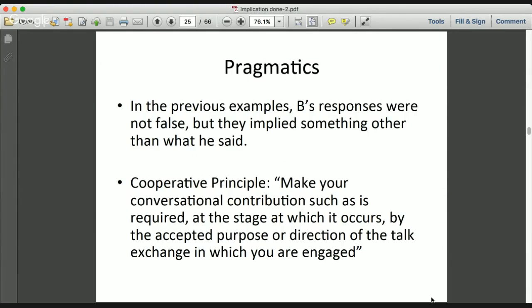In the previous cases, B's responses are not false, but they implied something other than what was said. So here's the first of Grice's principles, the cooperative principle: make your conversational contribution such as is required, at the stage at which it occurs, by the accepted purpose or direction of the talk exchange in which you are engaged. So don't say more than you should. This isn't a logical rule. This is a conversational rule, a way of engaging with one another that you could fall foul of without saying something false or implying a conclusion that wasn't implied by the argument you were making. Previously we were talking about formal rules; these are really informal rules.